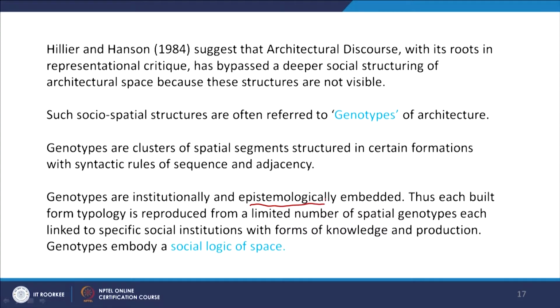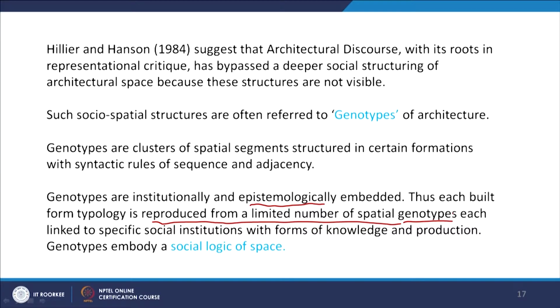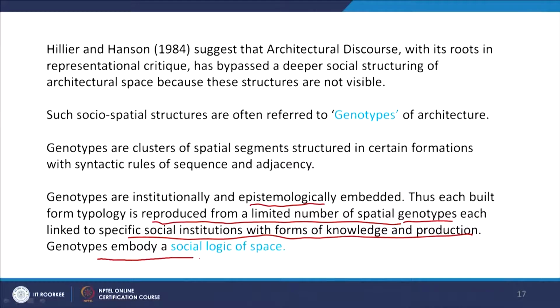Thus, each built form is reproduced from a limited number of spatial genotypes. So take any particular building or public place, and obviously it has a background of certain inspiration, follow-up actions, or historical or mythological influences in it. So that is how a typology is reproduced from a limited number of spatial genotypes, each linked to specific social institutions with forms of knowledge and production. Whatever it might be, from an authority point of view, a religious point of view, or a social way of being, they are all structured, and that is how it has been reproduced, but within a limited number of spatial genotypes. And that is what genotypes embody: a social logic of a space.